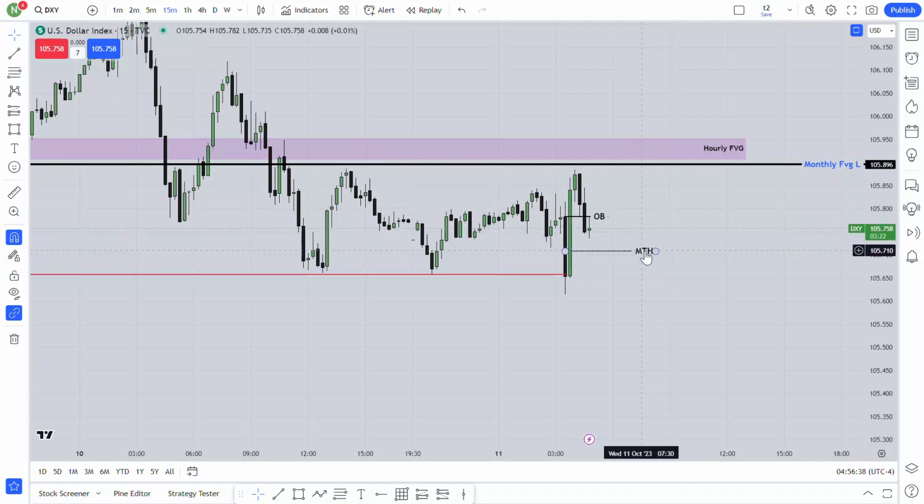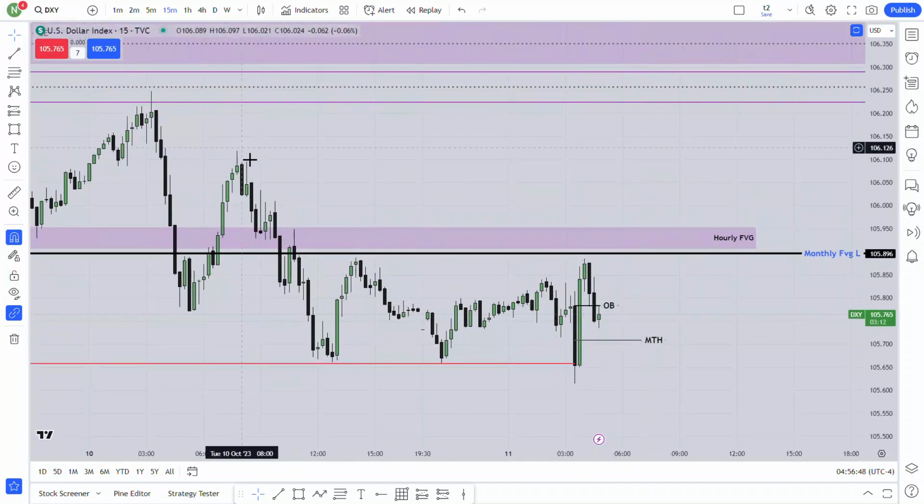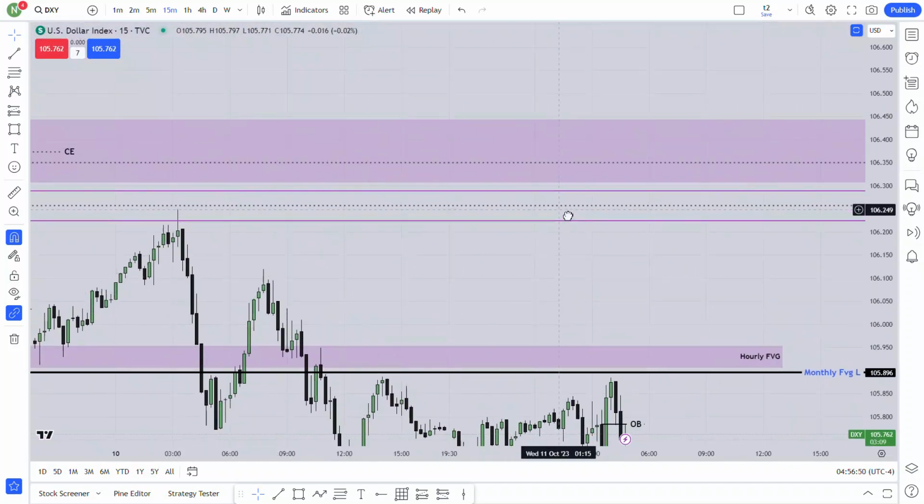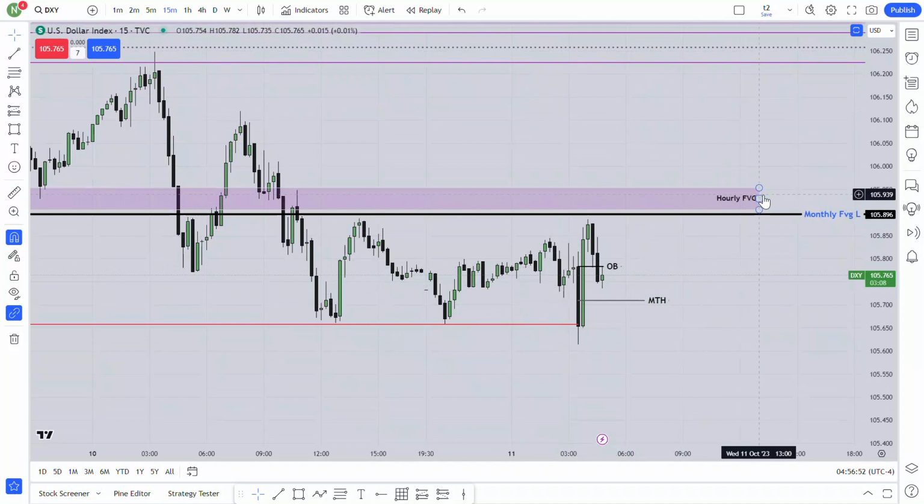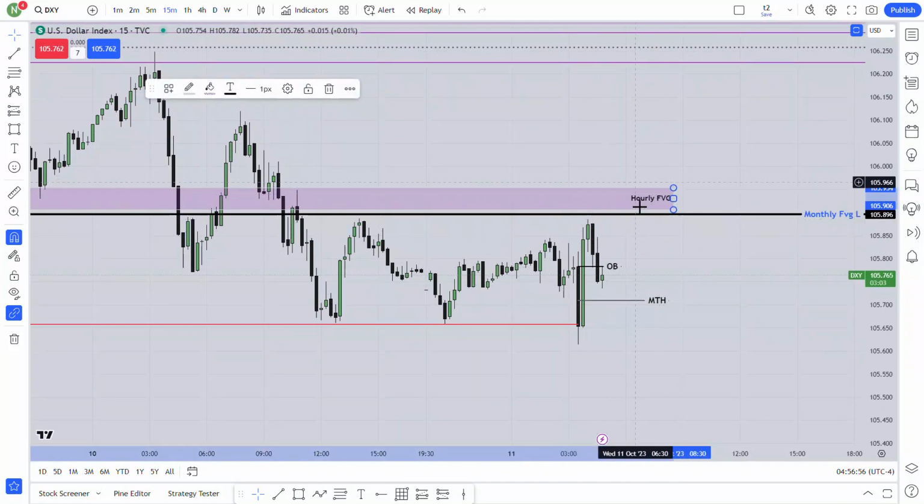Until the mean threshold is broken, I'm expecting that market will go higher. And you see this high and this high, they are relatively equal highs. So there is your buy side, there is your buy side. All of this place you have the buy side liquidity. And this is the last hourly fair value gap. So I will see how it reacts as well.